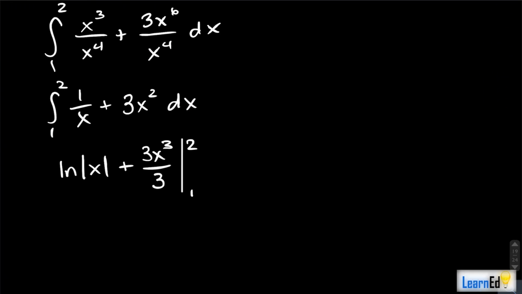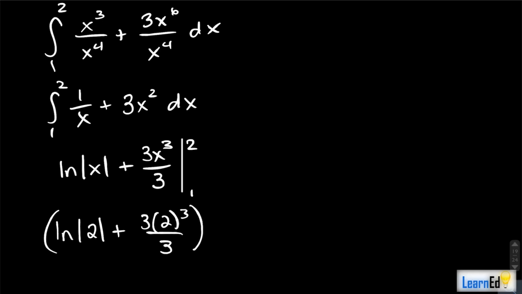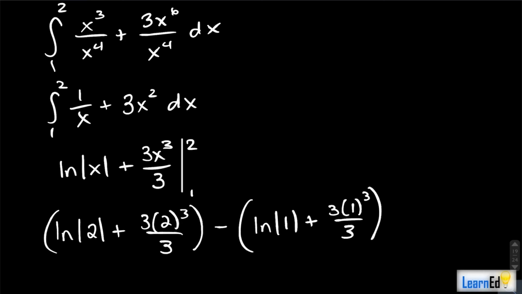Okay, so natural log of, you plug in, you have your f of b, right, which just means we're going to plug in 2 everywhere we see an x. So we get 3 times 2 cubed over 3. And then we have our f of a, which is just plugging in 1, right? We're subtracting the unwanted area from 0 to a, so we can just get the area from a to b. So we get natural log absolute value of 1, which is just 1, plus 3 times 1 cubed over 3.